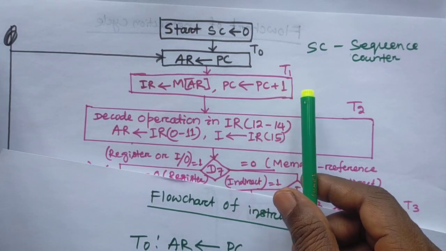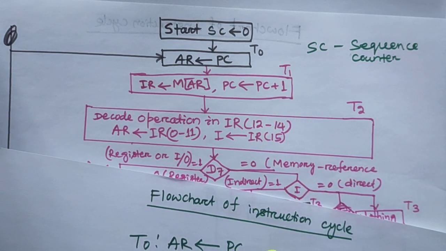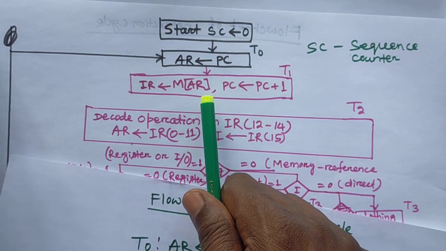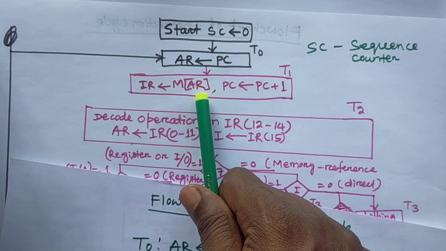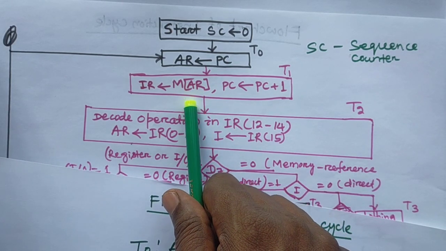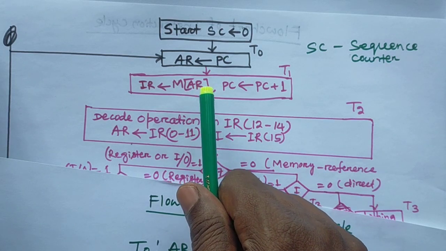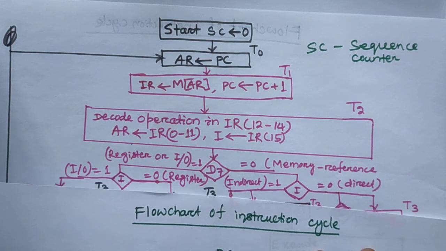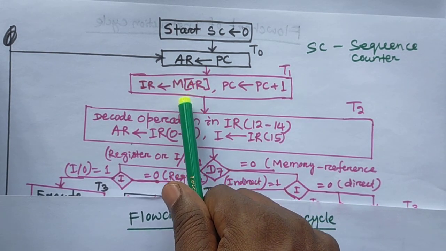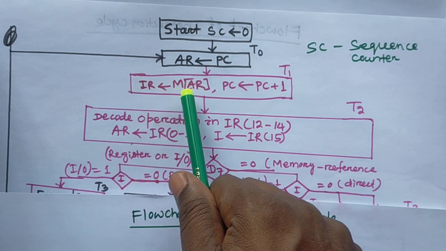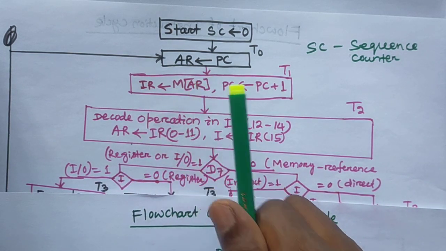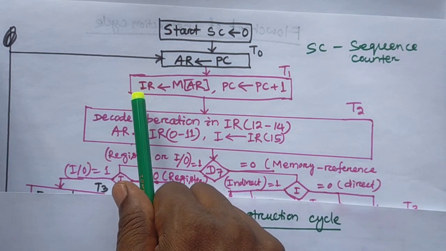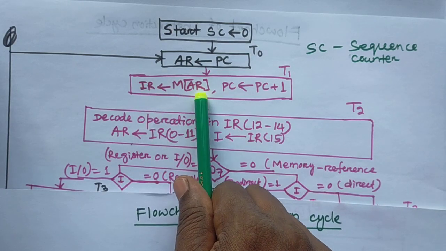After that, T1 starts. AR is actually linked to the memory. So the instruction that is available in memory at the address kept in the address register is transferred to the instruction register, because the instruction register keeps only the instruction. That means the data is transferred from memory to the instruction register. This is the basic concept at T1 time.